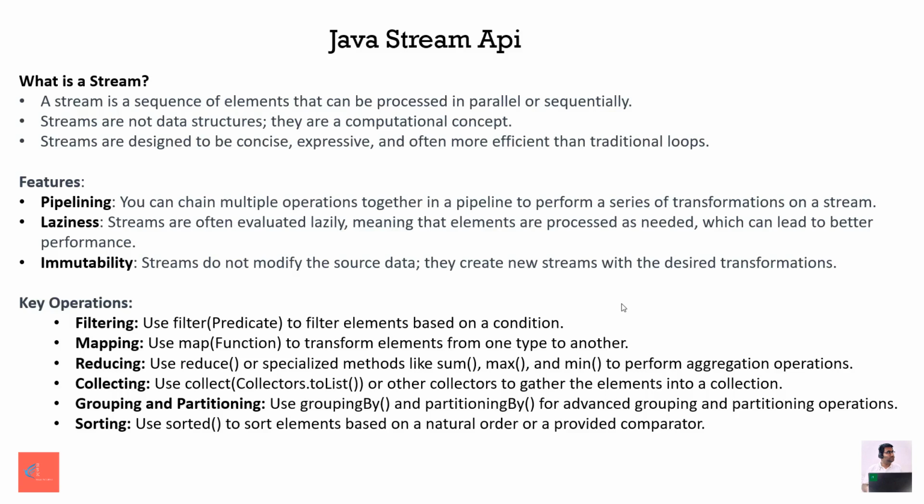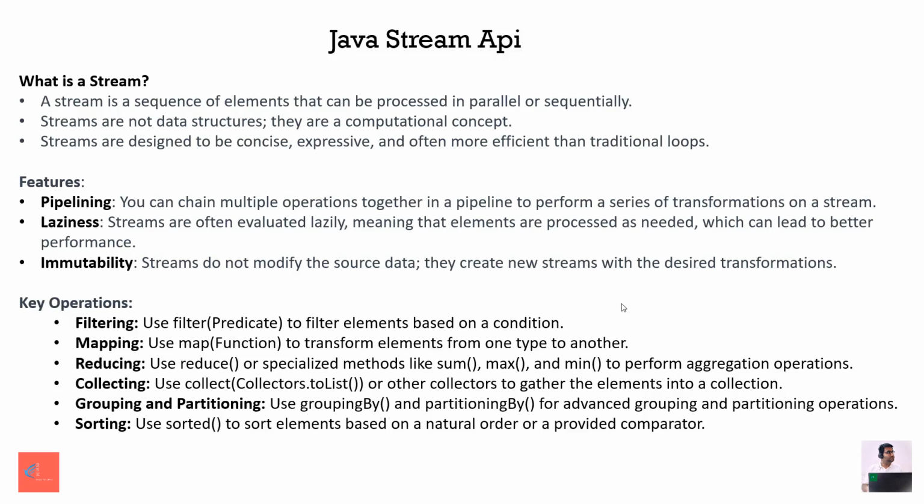So some features of stream: first is pipelining. You can chain multiple operations in a single pipeline. Now second is laziness. Streams are often evaluated lazily, so the elements are processed in streams as needed. So this leads to better performance. Immutability: streams do not modify the source data. They create new streams with the desired transformations.